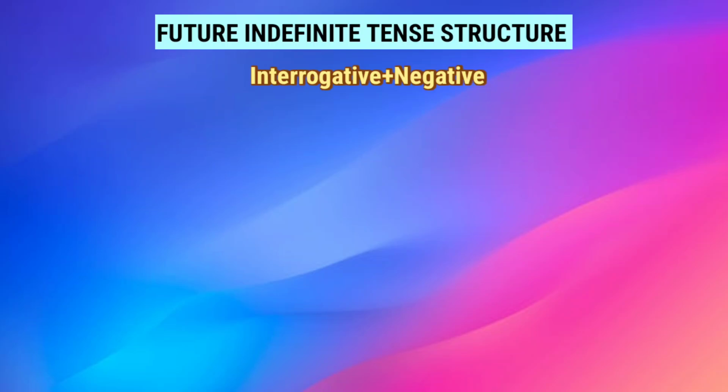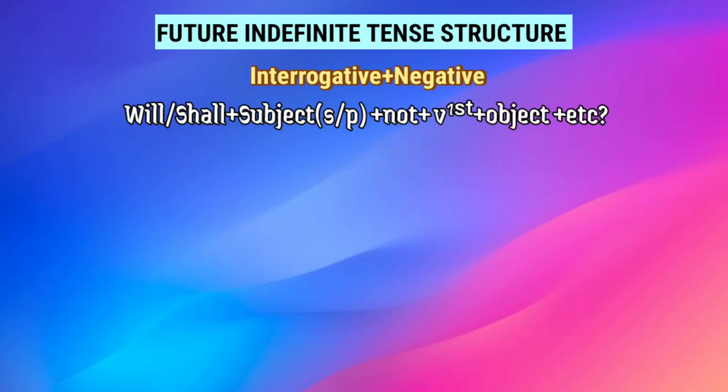Next is interrogative plus negative. It means the question word comes first in the sentence and a negative word is in the sentence. Will or shall, plus subject singular or plural, plus not, plus verb's first form, plus object, plus etc.